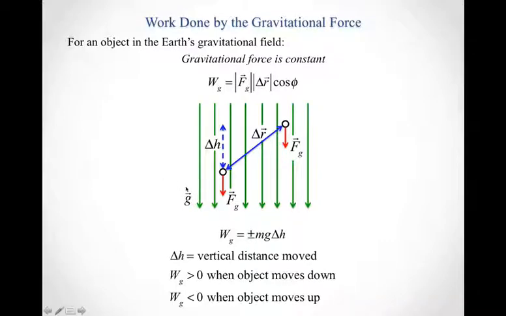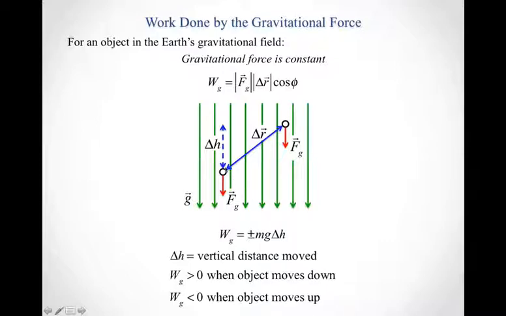If I have an object that moves down, I know that the work done by gravity will be positive, and so I'm just going to leave the positive sign out front in this equation. On the other hand, if my object moves up, I know the work done by gravity on an object moving up is negative, and so I'm just going to choose the negative sign.